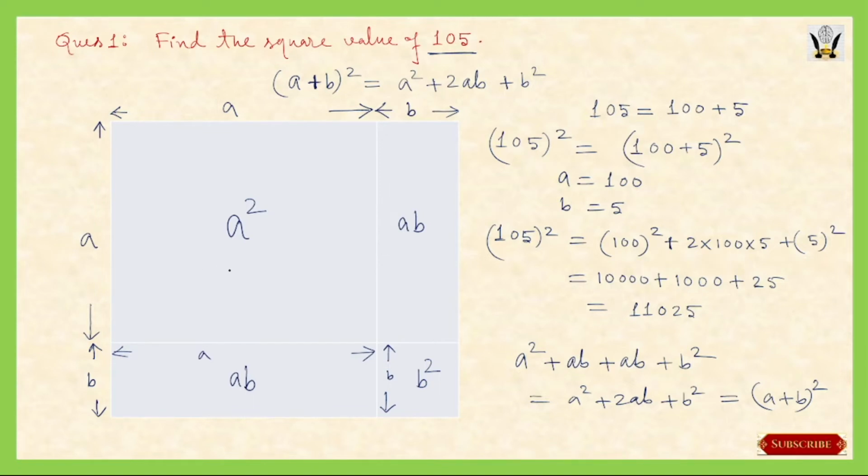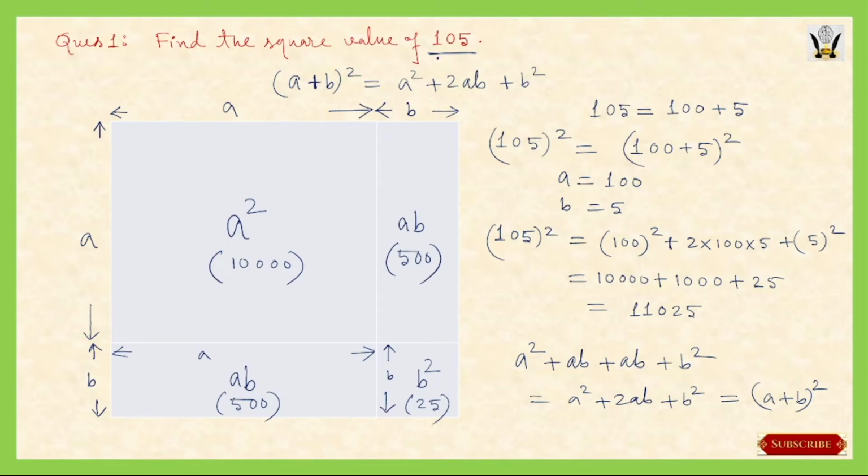So here A square will be, A is how much? A is in our case 100. So A square will be this much, 10,000. B in our case is 5, so B square will be 25. AB is 100 into 5, so it will be 500, and here AB will be again 500, and we'll add all these four values to get the square value of the given number, which is 105.